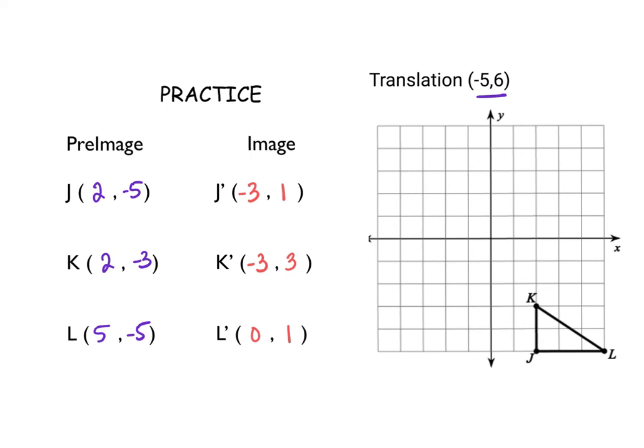So I'm going to say -3, 1. That's my J prime. -3, 3. That's my K prime. And 0, 1. That is my L prime. And you'll see that that whole thing just shifted. My orientation did not change. If your orientation changes on translations, you did something wrong. So go ahead and do those last two on the back of that page. Give the new coordinates and graph your image.